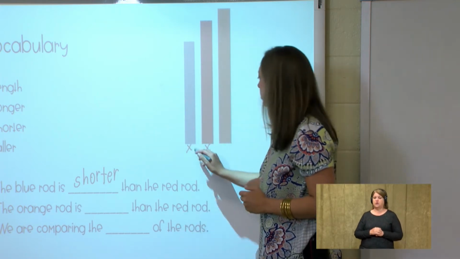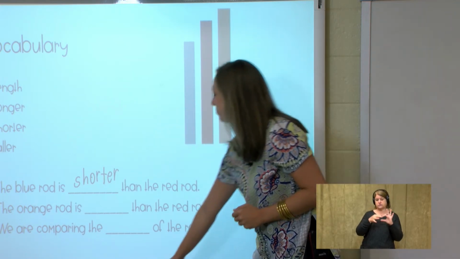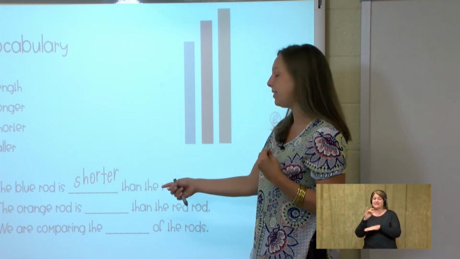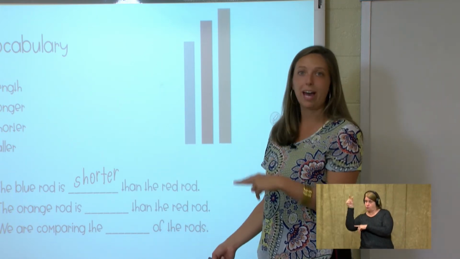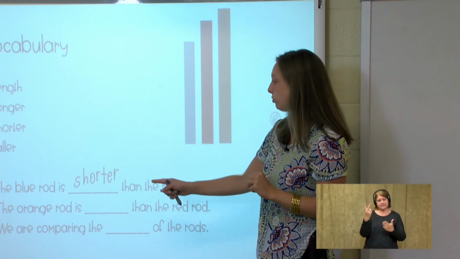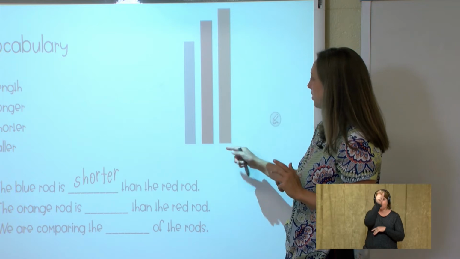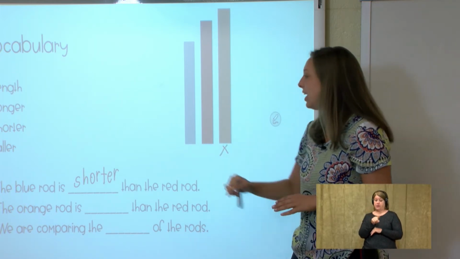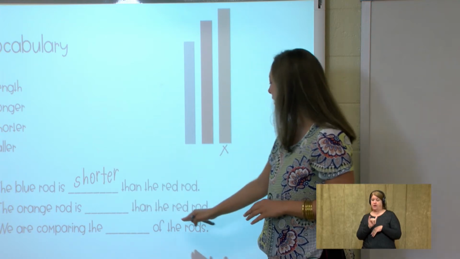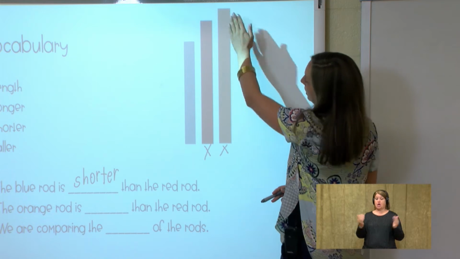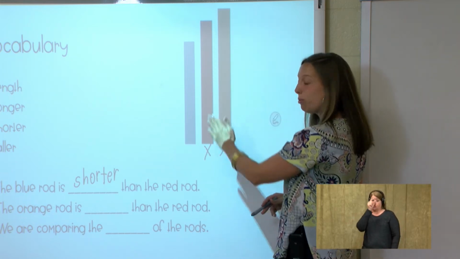Okay, number 2. Let's read number 2. The orange rod is blank than the red. Remember, when we have a word problem, we always read it twice. The orange rod, so we know we're going to be observing this one. I'm going to put a little X to show me that I'm observing this one, is blank than the red rod. So I'm comparing this orange rod to this red rod.